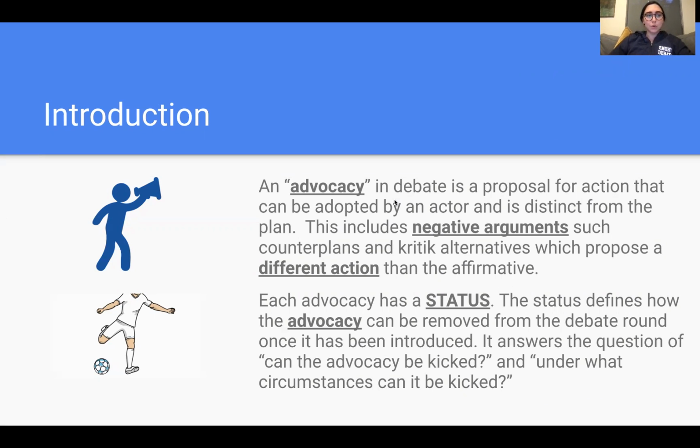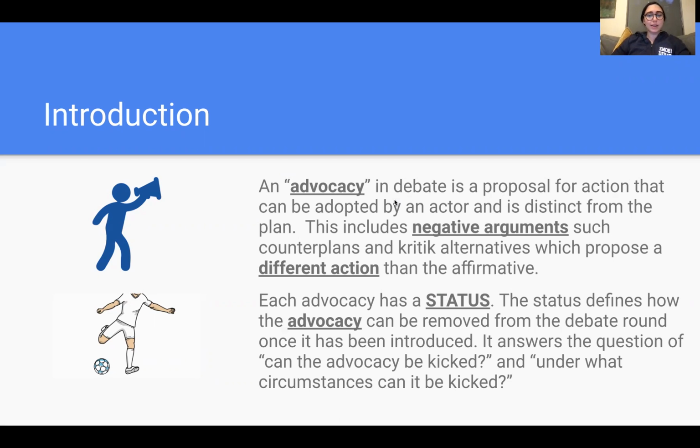First is, why does conditionality matter, right? Why did it even come up? And the reason that it comes up is because there are advocacies in debate, right? An advocacy in debate is a proposal for action that can be adopted by an actor and is distinct from the plan. So that includes negative arguments that you've seen, such as counterplans or critique alternatives, that all propose different action than the affirmative.